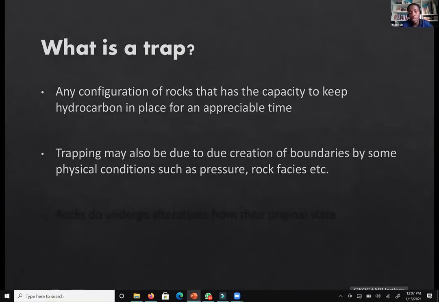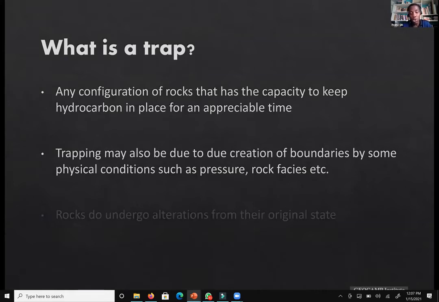Another thing to keep in mind is trapping may also be a result of some natural creation of boundaries due to variations in properties. Pressure is, for example, an example, and then rock facies or rock quality. For those of us who are familiar with carbonates, you think of it as not necessarily structural, it's more of changes in the property of the rock in the 3D sense of things. And even in classic settings, you might have stratigraphic pinch outs or lateral facies change. Those are things that can lead to the creation of a trapping configuration.